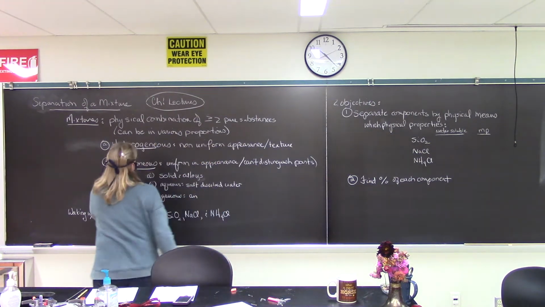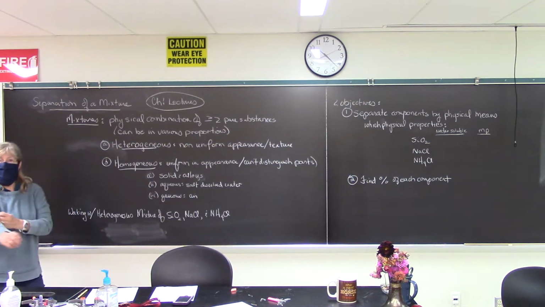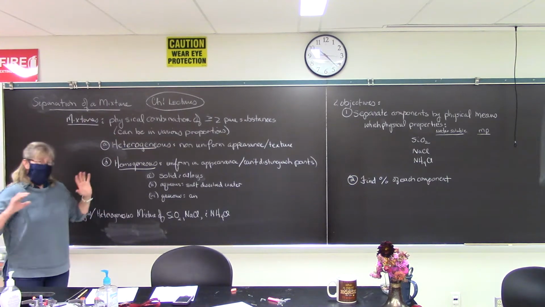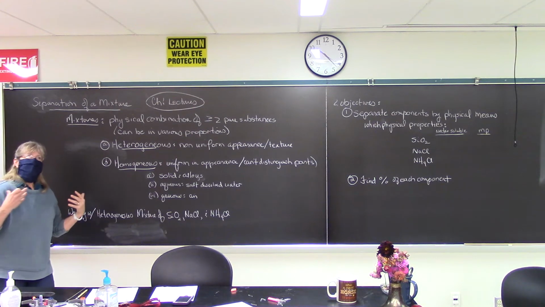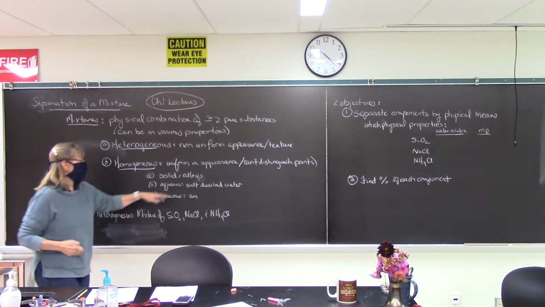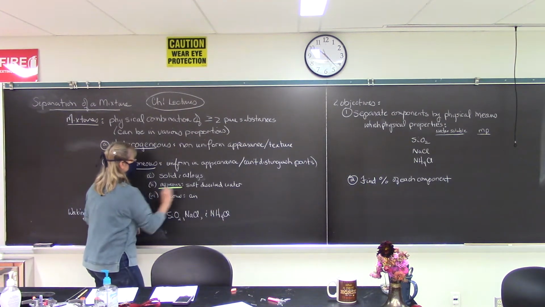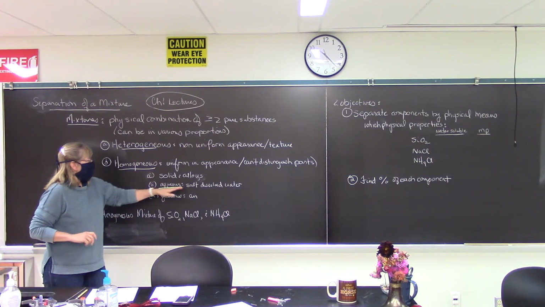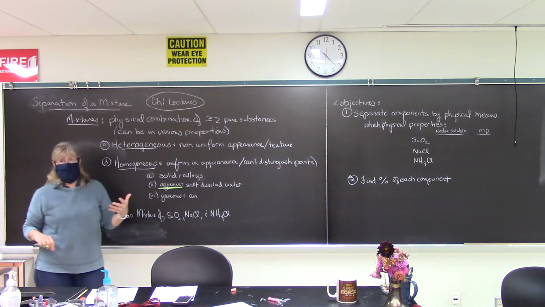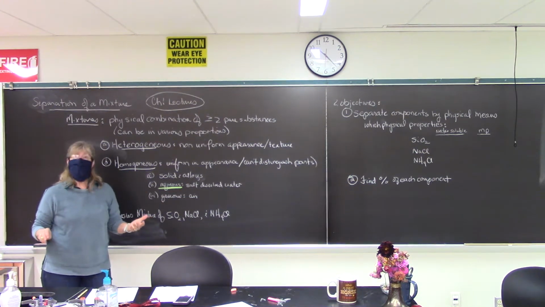A homogeneous mixture is something that's uniform in appearance, and you can't distinguish the parts. And our typical example of this is saltwater solutions. These are aqueous solutions. Salt dissolved in water. Now that doesn't have to be sodium chloride.